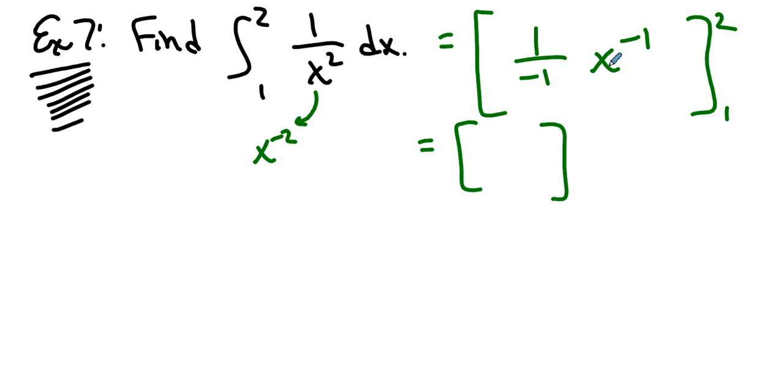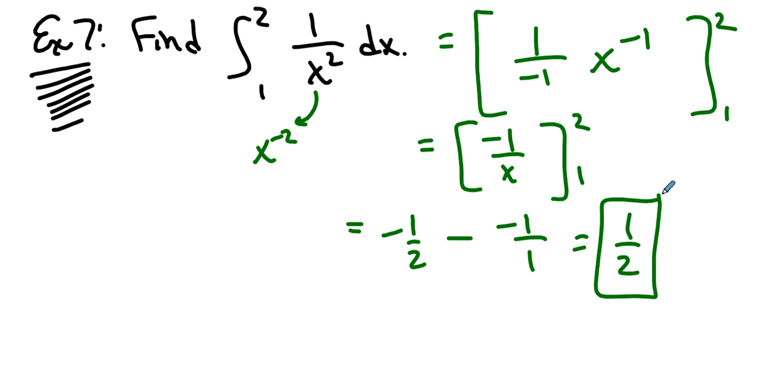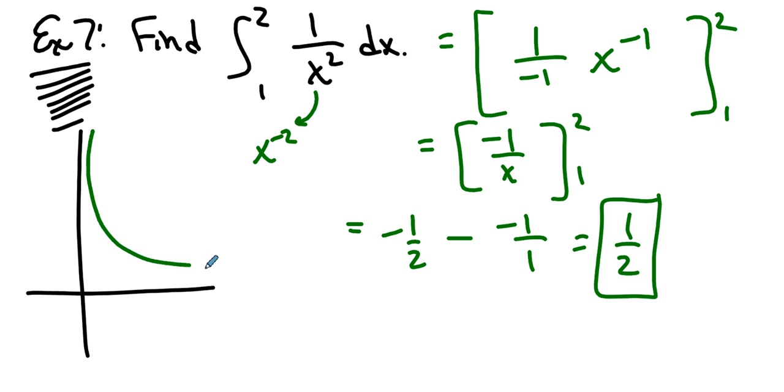This is just negative 1 over x from 1 to 2, which means we substitute the 2, we substitute the 1, and we subtract those answers, and that turns out to be 1/2. Does that make sense? Arguably so. It's not a lot of area there at all. I mean, if this is a 1 by 1 square, yeah, I could believe that.